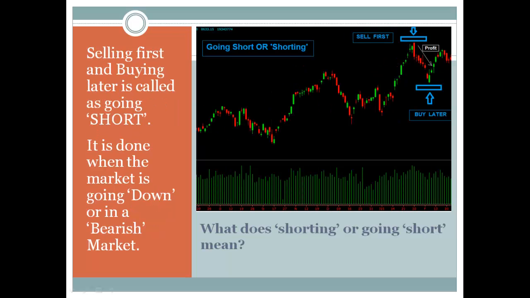What does shorting or going short mean? Selling first and buying later is called going short. Let's say for example, this is where the market was going up, but all of a sudden the market turned around and started coming down. Now if you want to profit from this phenomenon, you are going to sell here first. So first you sell, and as it comes down you buy later. What you are doing essentially in this entire structure is selling first and buying later. You are selling higher, you are buying lower. You sell high, buy low, and you are making profits. It is only done when the markets are going down, as in a bearish market.